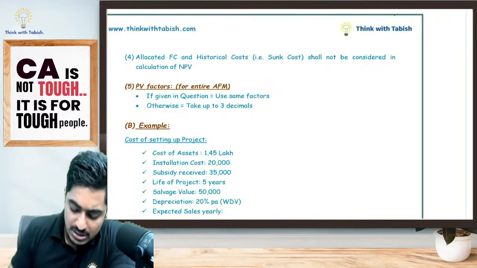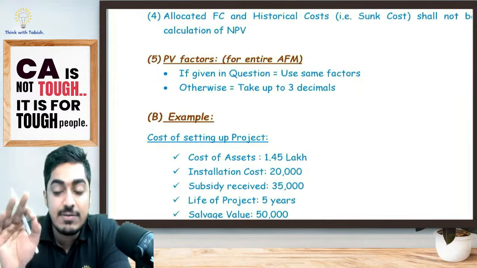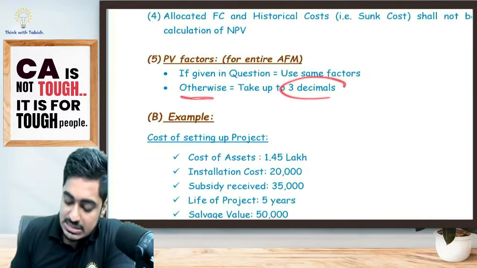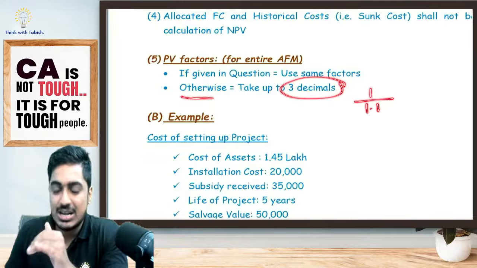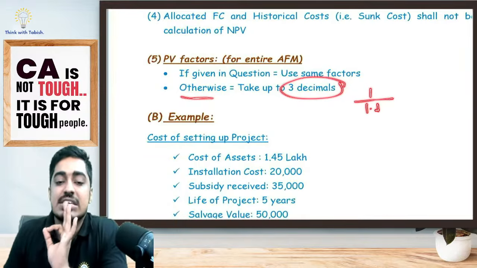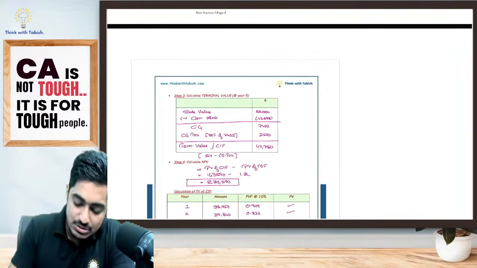Now, one very important thing throughout your entire AFM: if the present value factor is given in the question, that itself I will use. If it is not given, I know how to do it. If it is 10%, I will do 1 divided by 1.1, but I will take it only up to 3 decimals. That is what ICAI normally does. Examples and all those things are not required.